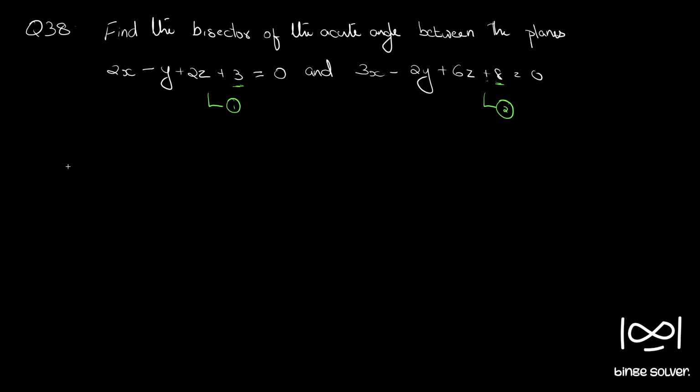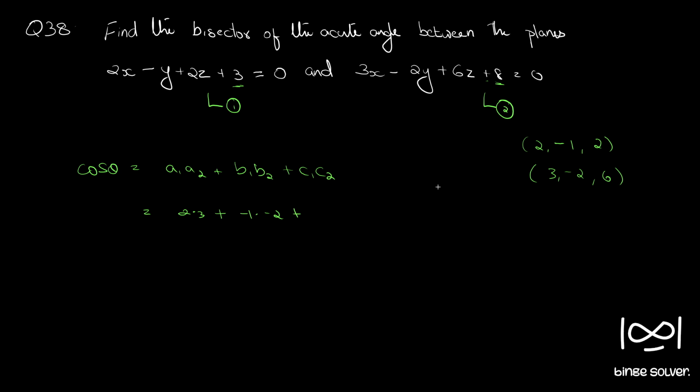So cos theta is equal to a1 a2 plus b1 b2 plus c1 c2. We will check whether cos theta is greater than 0 or less than 0. So I'll just write 2, minus 1, 2 and 3, minus 2, 6. These are the direction ratios of the normals to the planes. So we are checking 2 into 3, plus minus 1 into minus 2, plus 2 into 6. We don't have to find the value exactly. 6 plus 2 plus 12, so this is greater than 0.